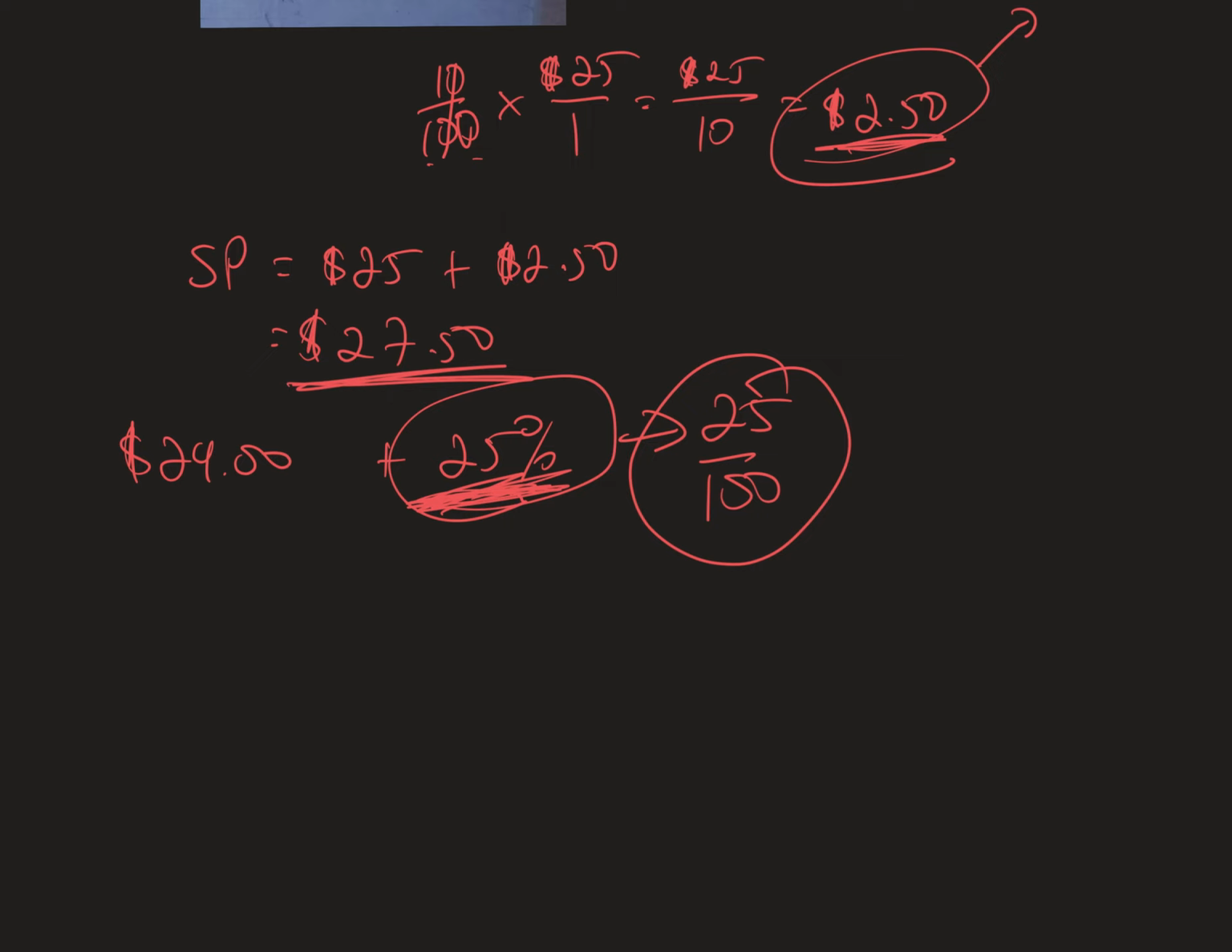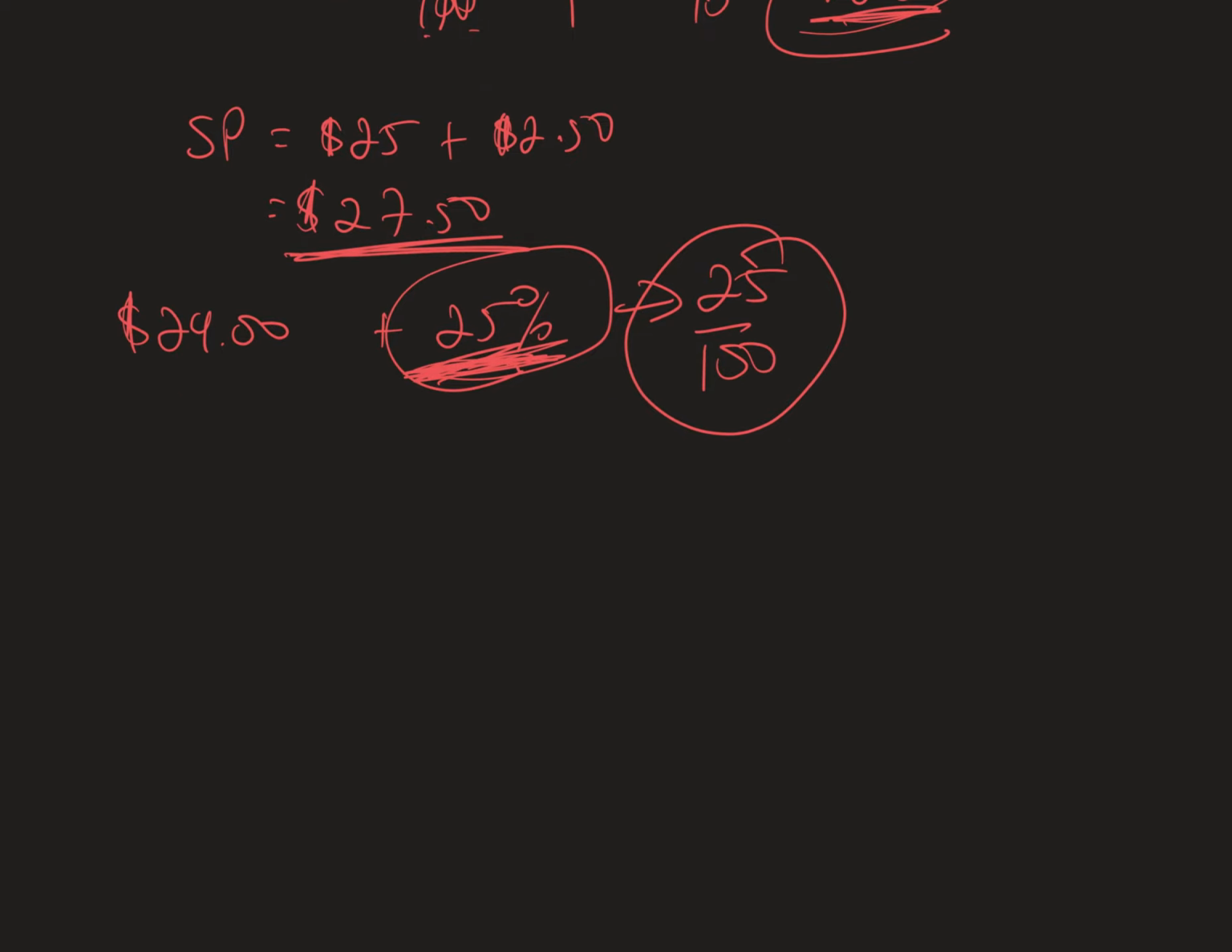Now, again, it's a little bit more complex than this, but like I said, I have 3 more minutes to do the video. So what we do, so we already have the cost price, right? All we have to do is add the profit. And how we find the profit would be equal to 25 over 100 multiplied by 24 over 1.